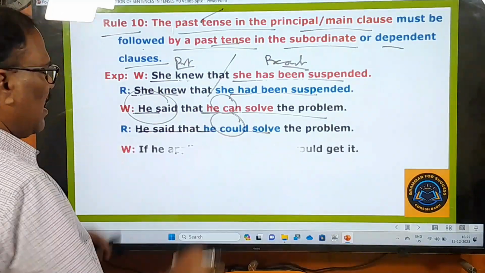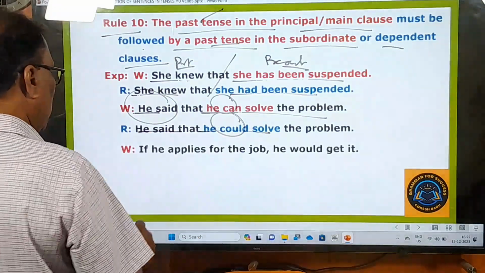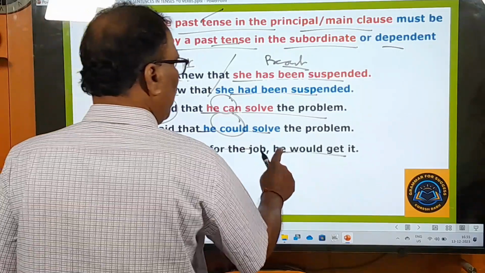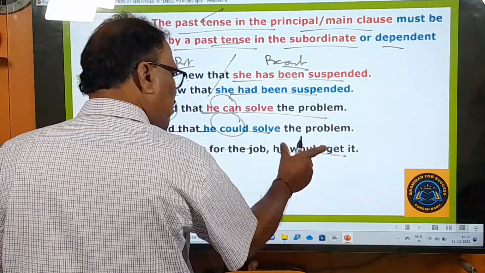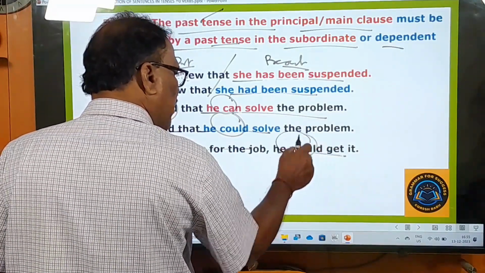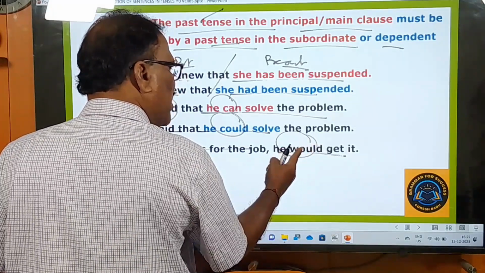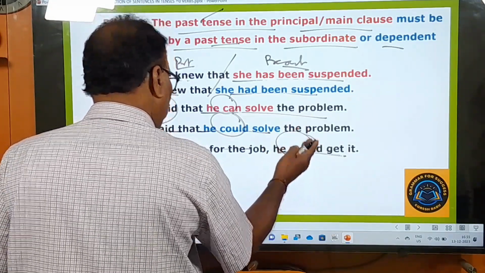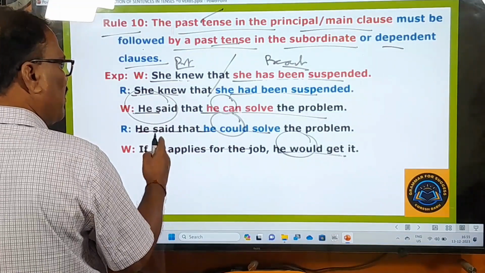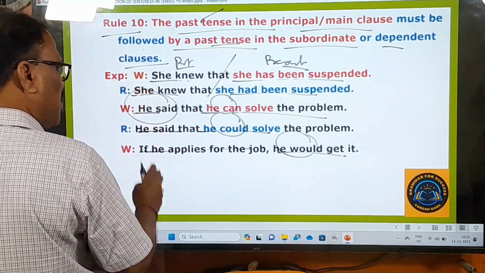Right, now that sentence is set right, and you go to the next one. If he applies for the job, he would get it. So this is the main clause. In the main clause the verb is in the past tense. Will's past tense is would. So would is here. So automatically in the dependent clause or in the subordinate clause, what must be there? Past tense only must be there.